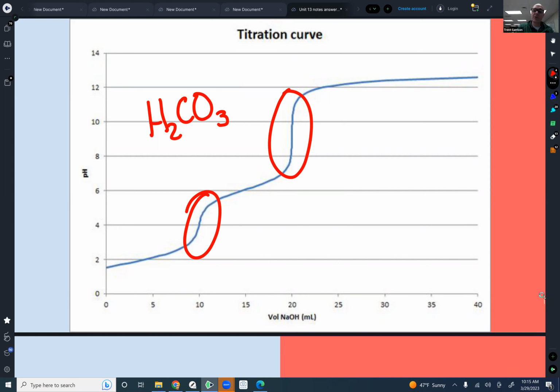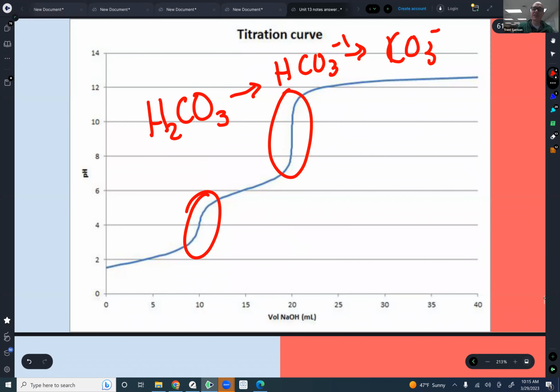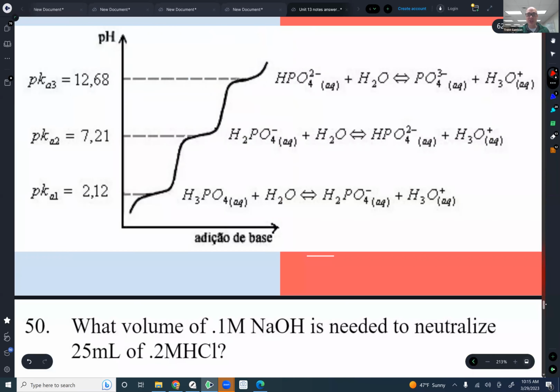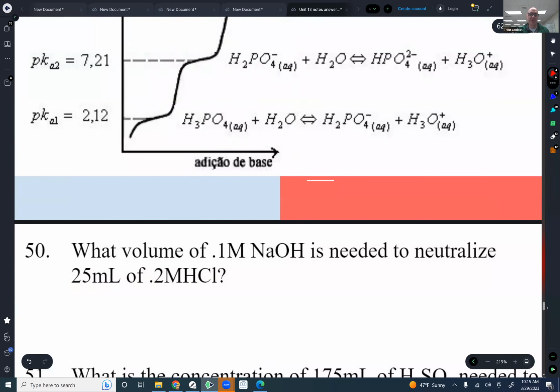What happens is it will release one of its hydrogens, and then it will release the second hydrogen separately. And that's what is being represented with these two regions on the titration curve where it's going up. So you have to be able to recognize that those different plateaus mean that it has more than one H. And if it had 3 H's, then it would have 3 plateaus where we could find the equivalence point.